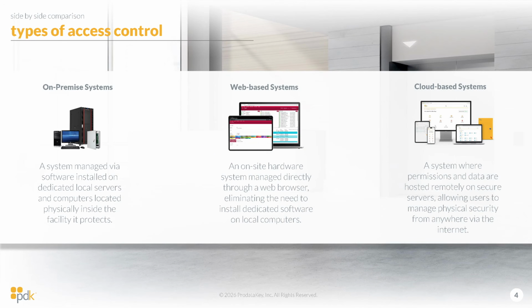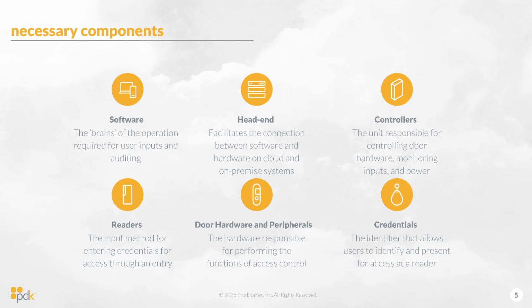So you have on-premise systems. With on-premise systems, systems are managed with software installed on a local computer, a local device, so that everything is there. Web-based is a little bit better because it has access to web-based software. You don't need to be on-premise, but with cloud-based systems, everything is available via the internet from anywhere. And with us, we are available through the PDK Access App or pdk.io. But we are going to be talking about the PDK Access App.